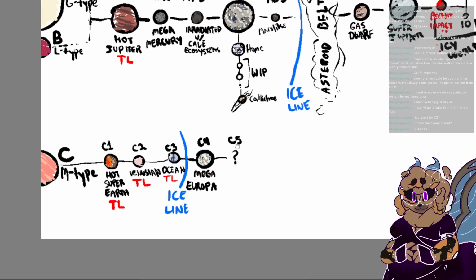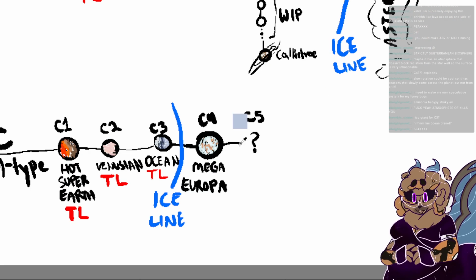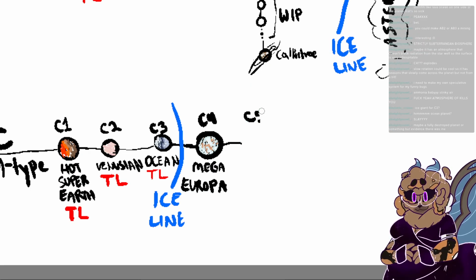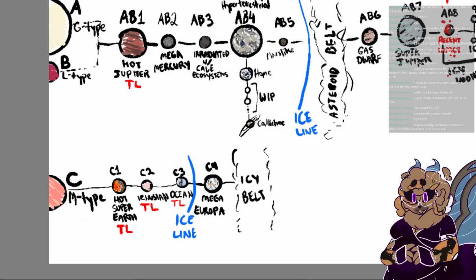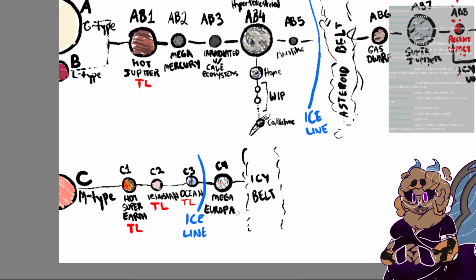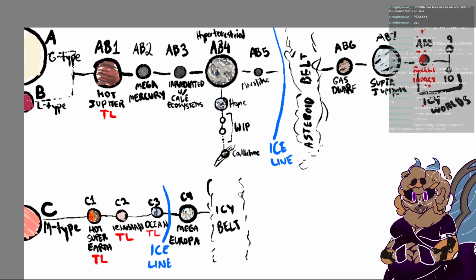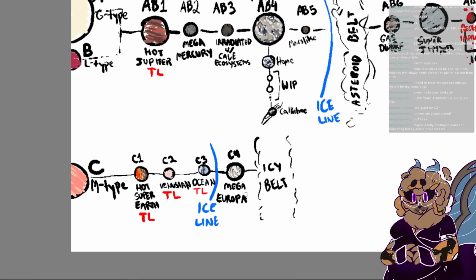Actually, you know what? I think instead of a planet, I am going to put a debris belt here. I am going to put a Kuiper belt type thing. An icy debris belt. A fully destroyed planet or something, but evidence there was one. Yeah, that's pretty much what I went for. Having an icy belt there is a good way to indicate there was probably something there, but it might not have survived, or it might not have ever formed in the first place.